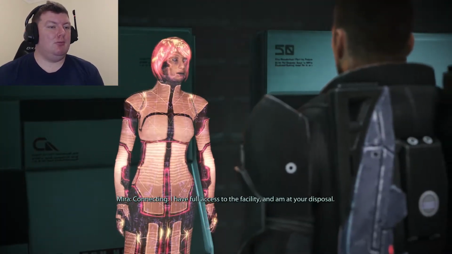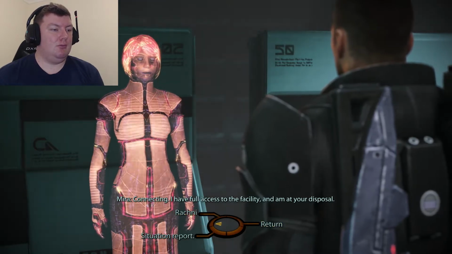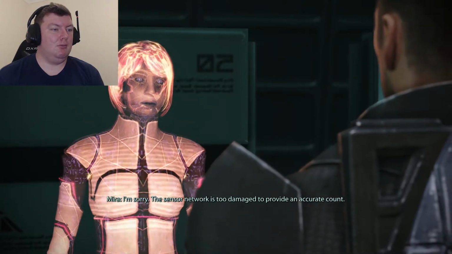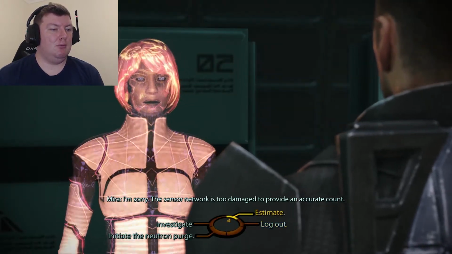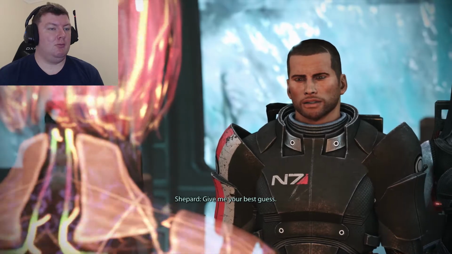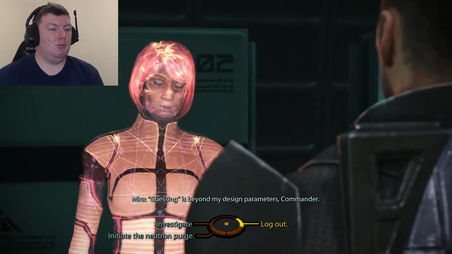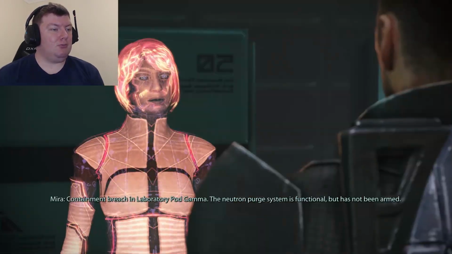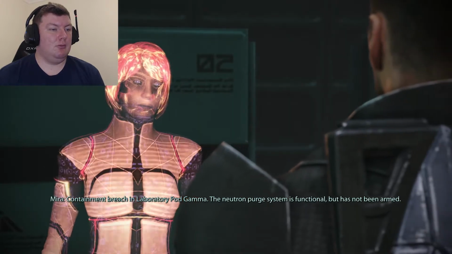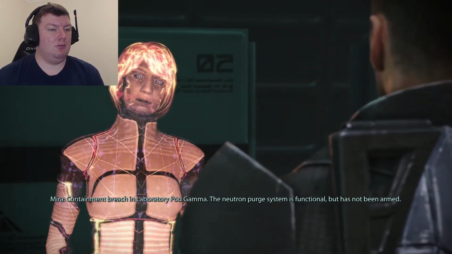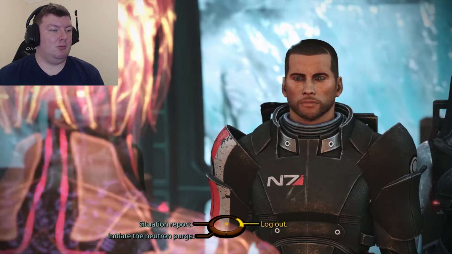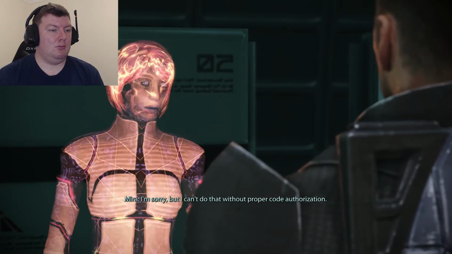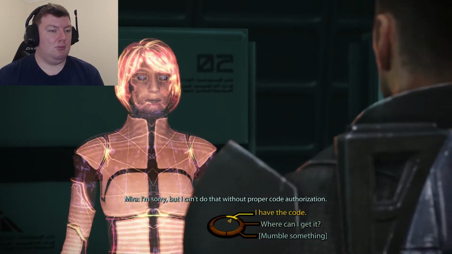Connecting. I have full access to the facility and am at your disposal. How many Rachni are in here? I'm sorry, the sensor network is too damaged to provide an accurate count. Give me your best guess. Guessing is beyond my design parameters, Commander. What's the status of the facility? Containment breach in Laboratory Pod Gamma. The neutron purge system is functional, but has not been armed. Activate the neutron purge. I'm sorry, but I can't do that without proper code authorization.